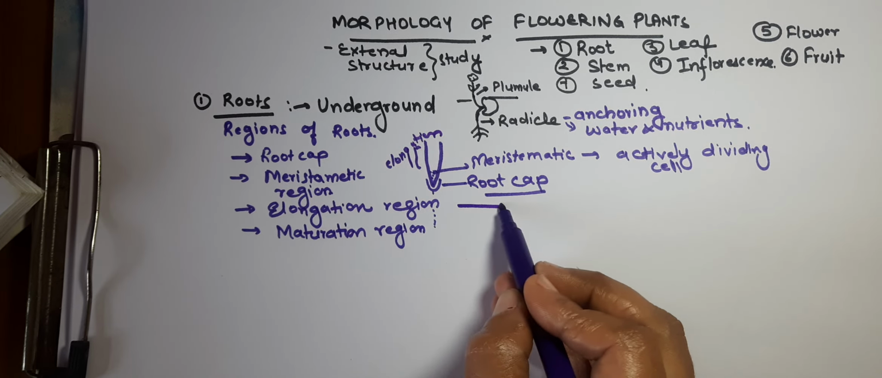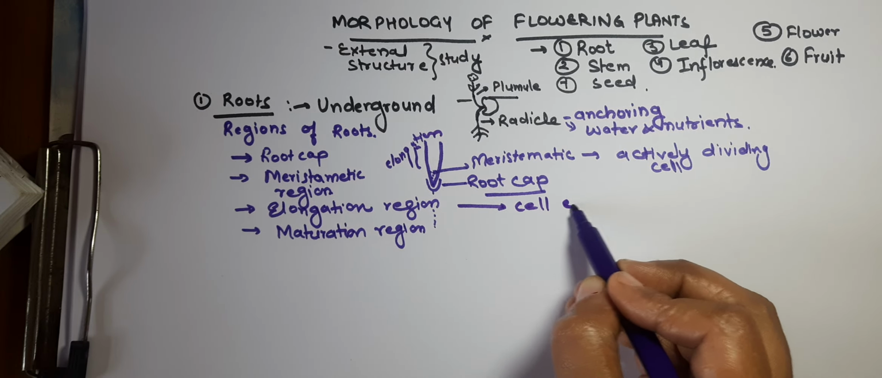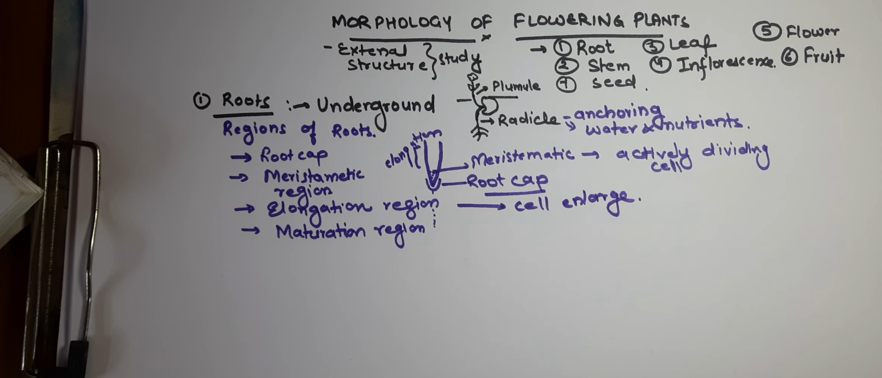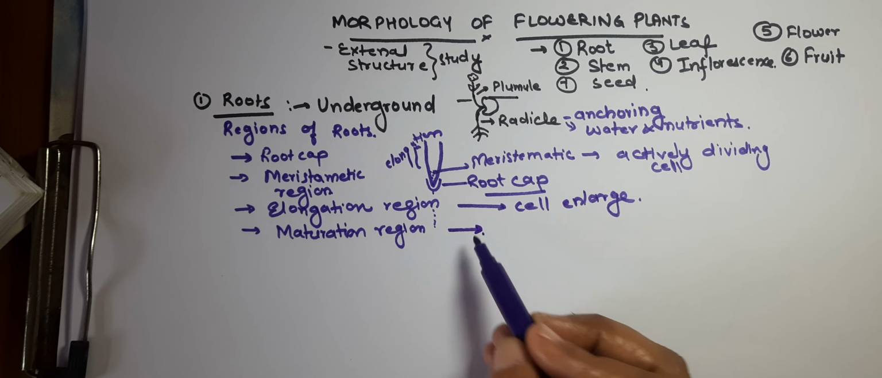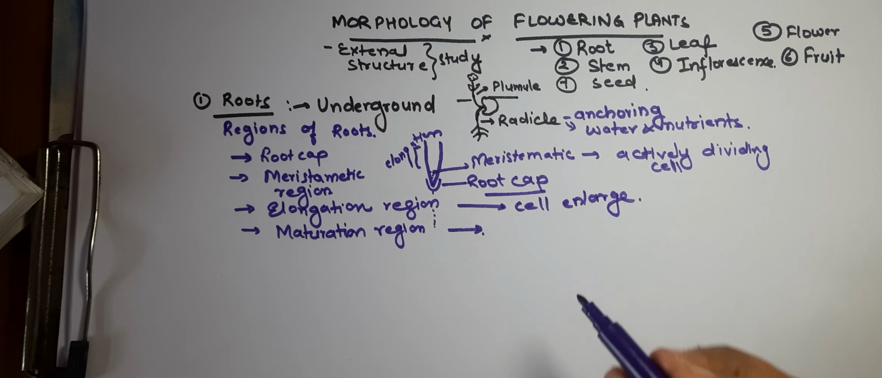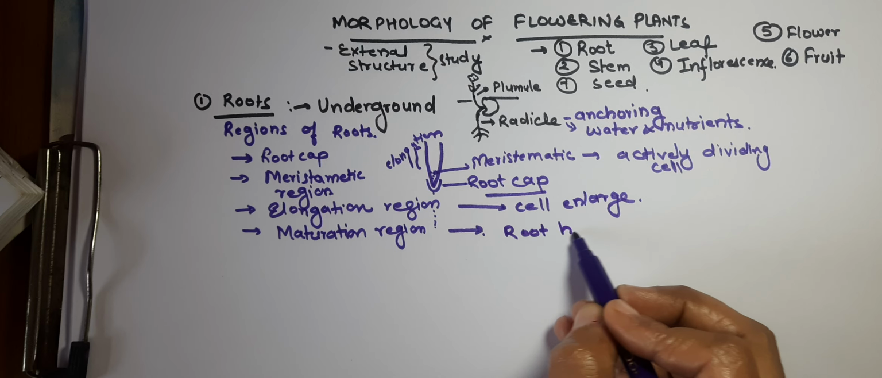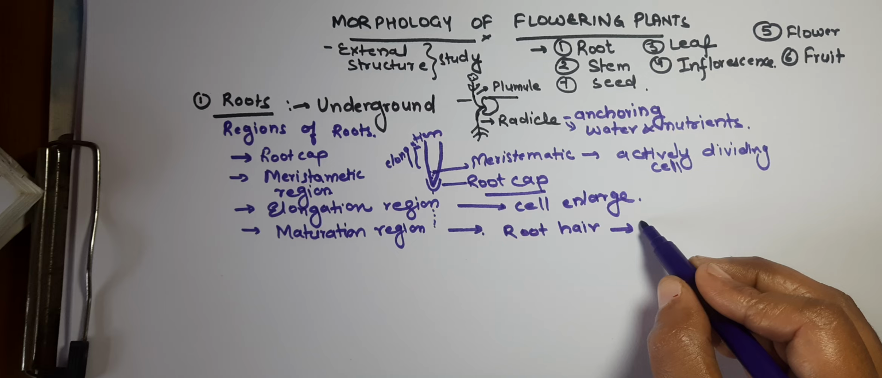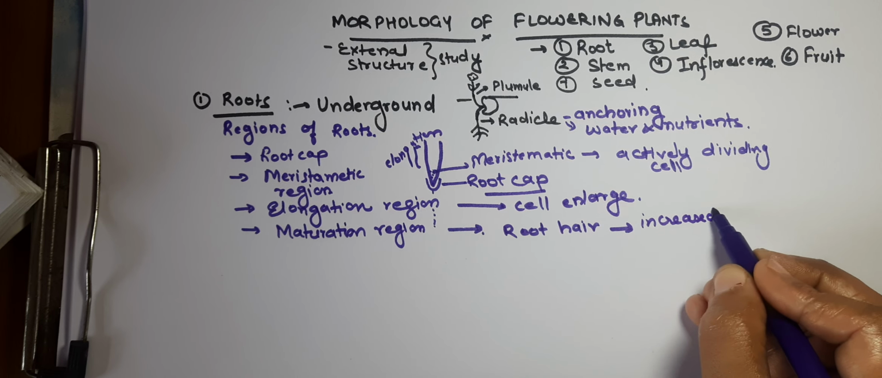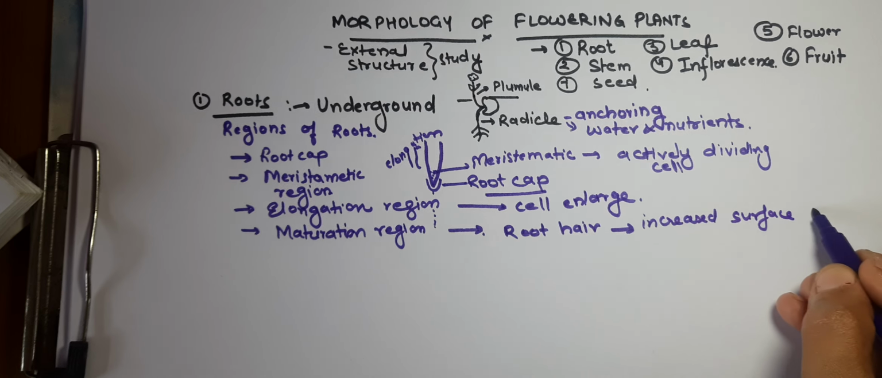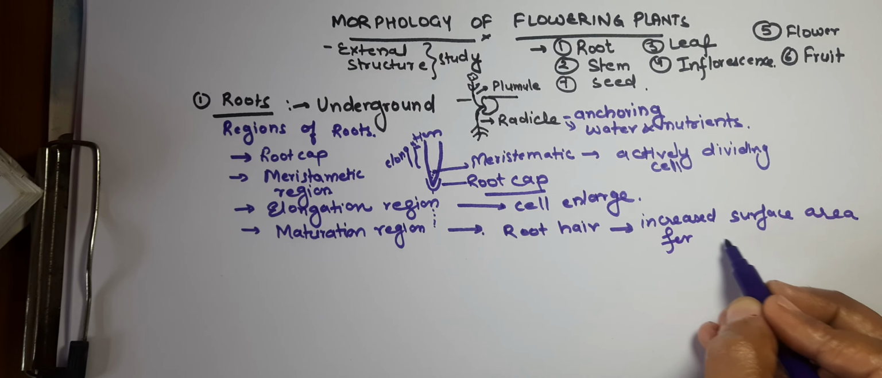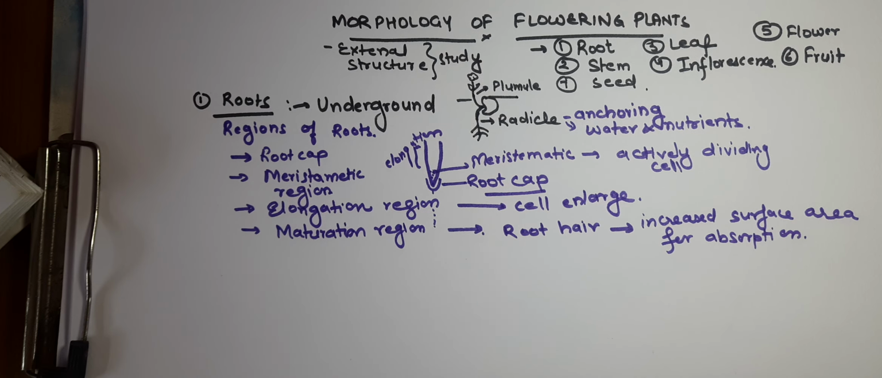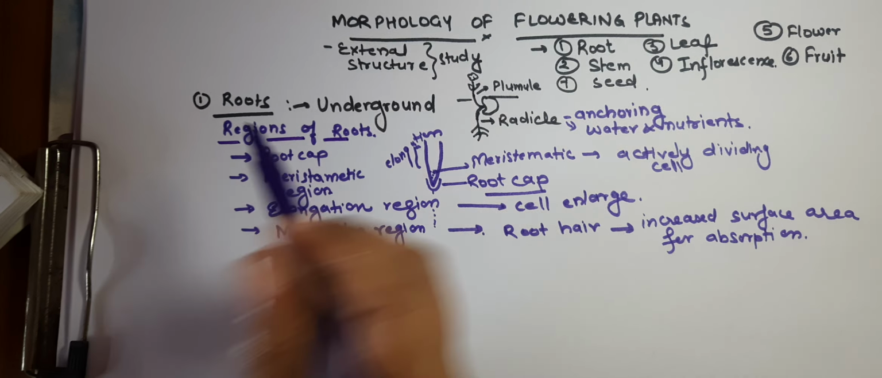So the elongation region, students, the cells will enlarge. The enlargement of cells will lead to the elongation of the root. And the last region is the maturation region. This is where the outer cells will differentiate to form the root hairs. The purpose of this region is to provide increased surface area for absorption. So this is all about the various regions of the roots. I hope it is clear to you.